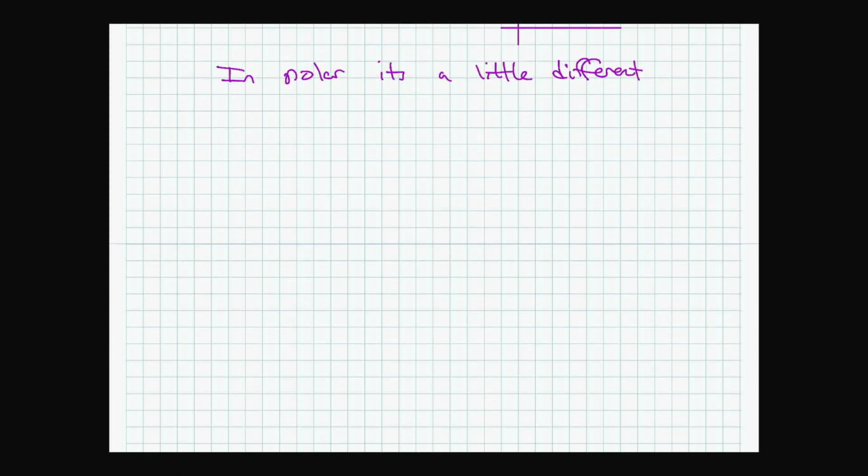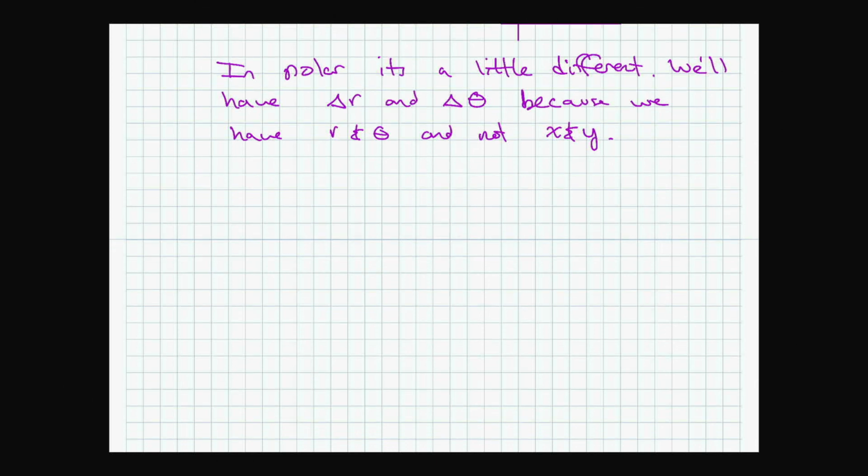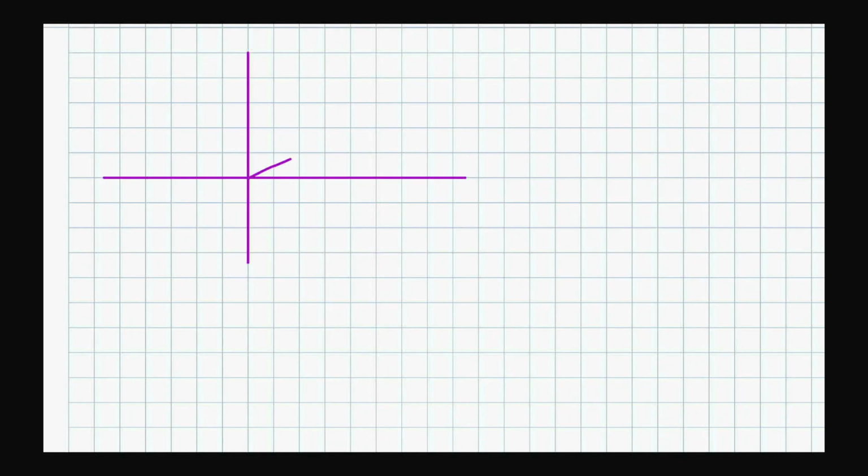Now, when we're in polar coordinates, this isn't the shape we're going to get. In polar, it's a little different, because we're going to have a delta r and a delta theta, because we'll be dealing with r and theta. Those are our variables instead of x and y. That's a pretty simple idea, that we have different variables. But when you look at what happens in the xy plane, there's some thinking that we have to do.